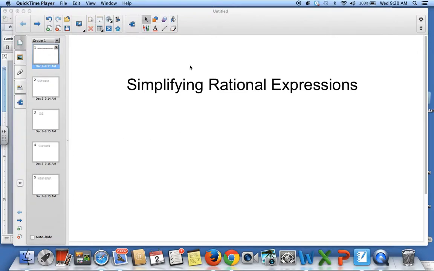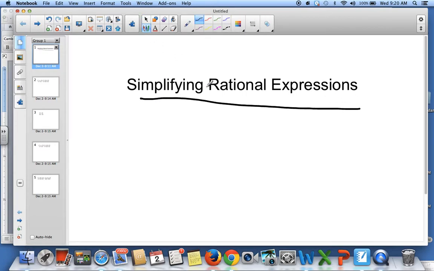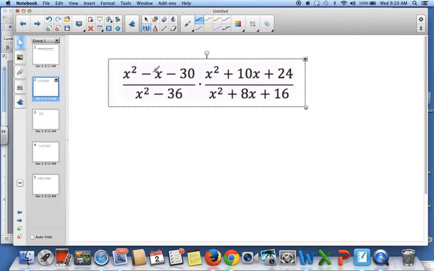Okay, today we want to work on simplifying rational expressions. Rational expressions can be written generally looking something like this. These are rational expressions, and we're going to multiply them together. Before we get into the structure of this, these are basically just two fractions being multiplied together. I want to look at a method of doing this.